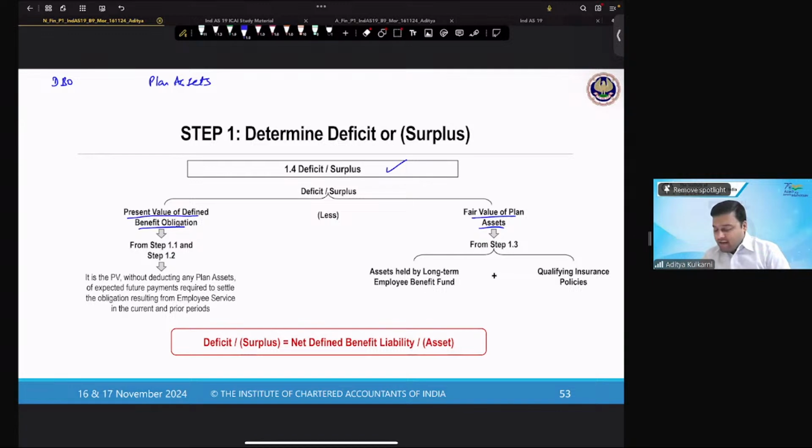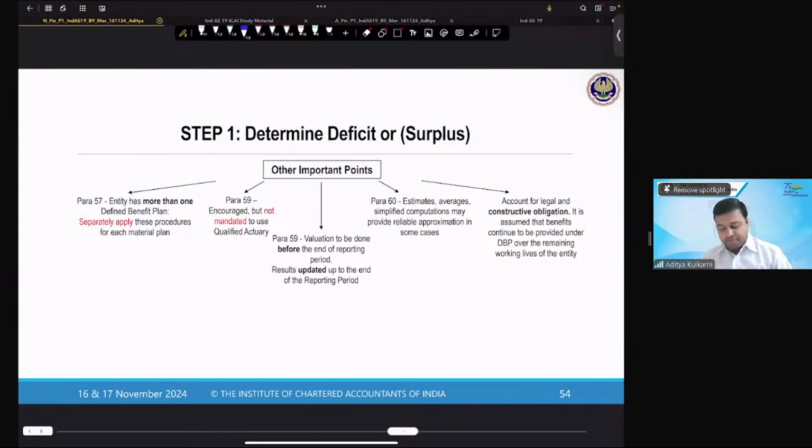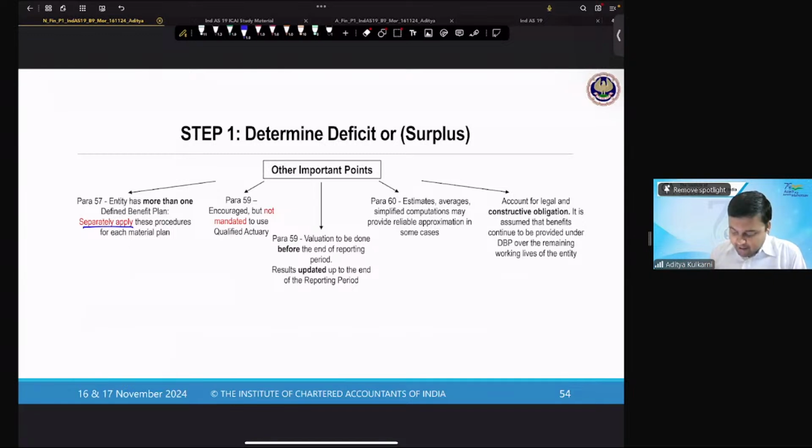So when I talk about fair value of plan assets, it will be assets held by the fund plus any qualifying insurance policies. Okay. All right. So isko bolte hain deficit or surplus. Now let us come to certain small points here and there. Entity has more than one defined benefit plan. Gratuity, there is one plan. Pension, there is one plan. Superannuation fund, there is one plan. Then separately apply these procedures for each material plan.